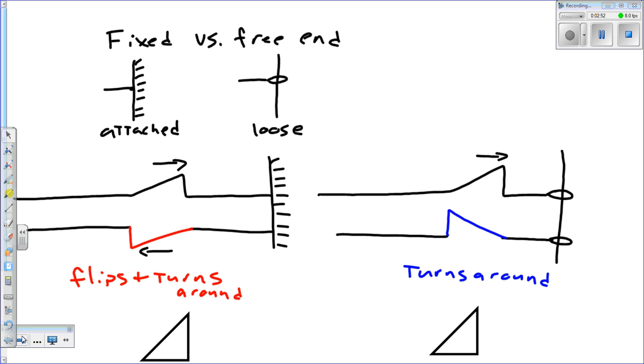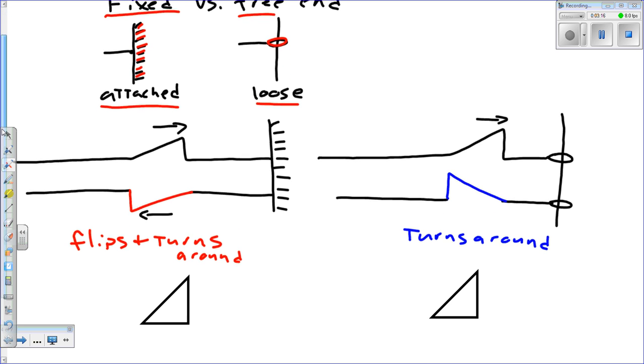Okay, now reflection also includes bouncing off of barriers. So you have a fixed end, which is attached to some surface, or you have a free end that is loose. Think of it as a ring on a pole that's allowed to slide up and down. Okay, so fixed and free ends.